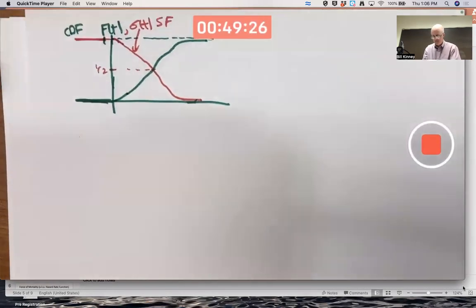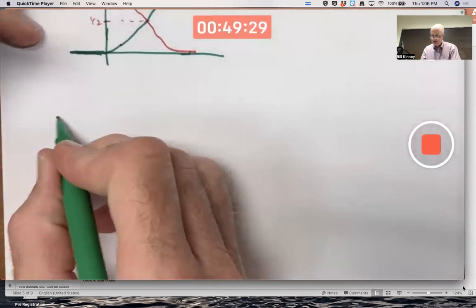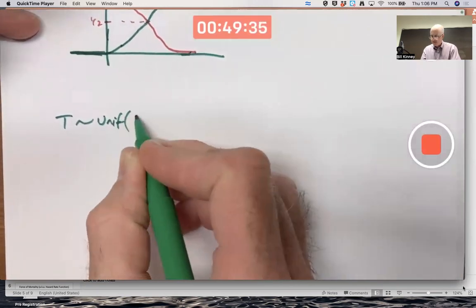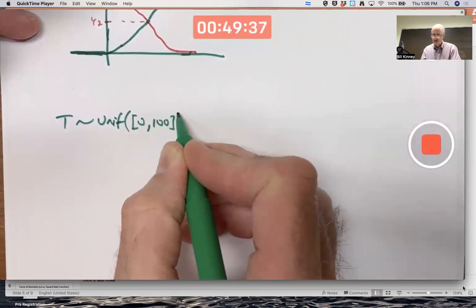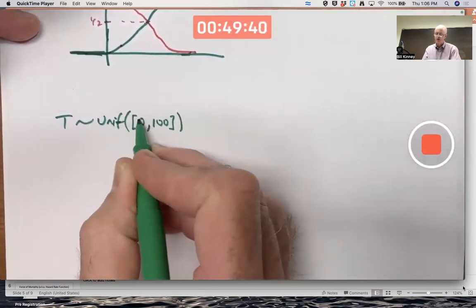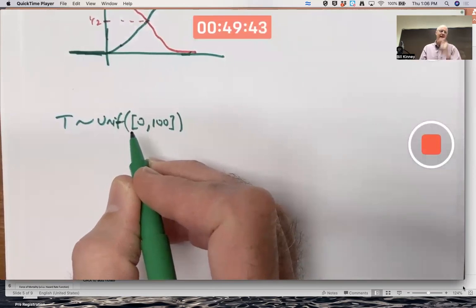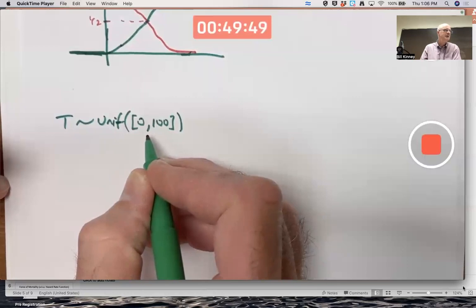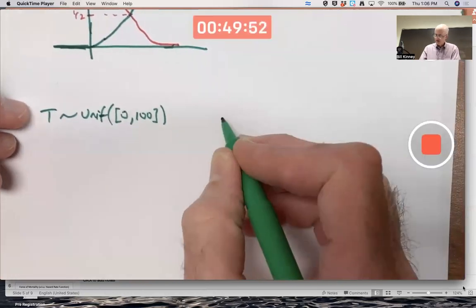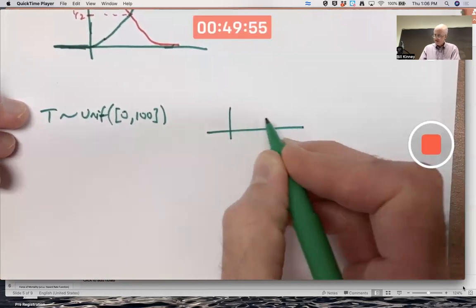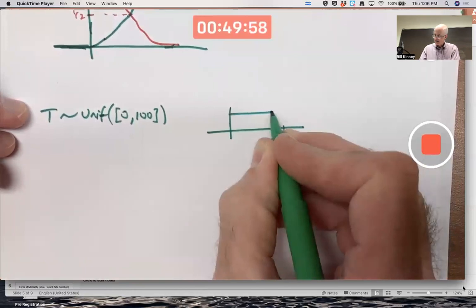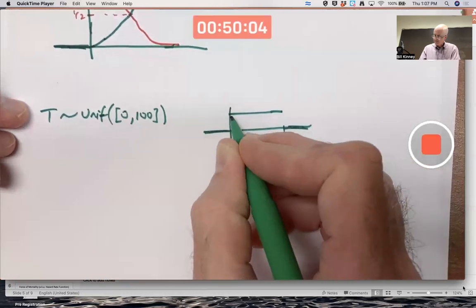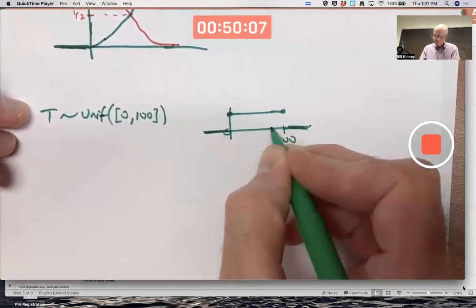If t is uniform on the interval from 0 to 100, I'm putting the extra square brackets in there. It's not traditional to do so. It really doesn't matter if you include the endpoints or not, right? Because it's a continuous random variable. So the PDF has a graph that's a horizontal line like that from 0 to 100, 0 otherwise. And again, it doesn't really matter whether you include these points as part of the graph or not, but I am.